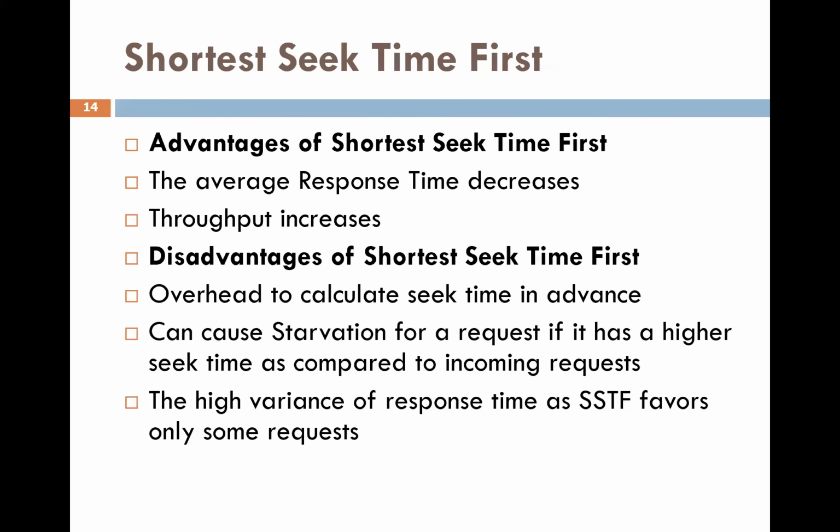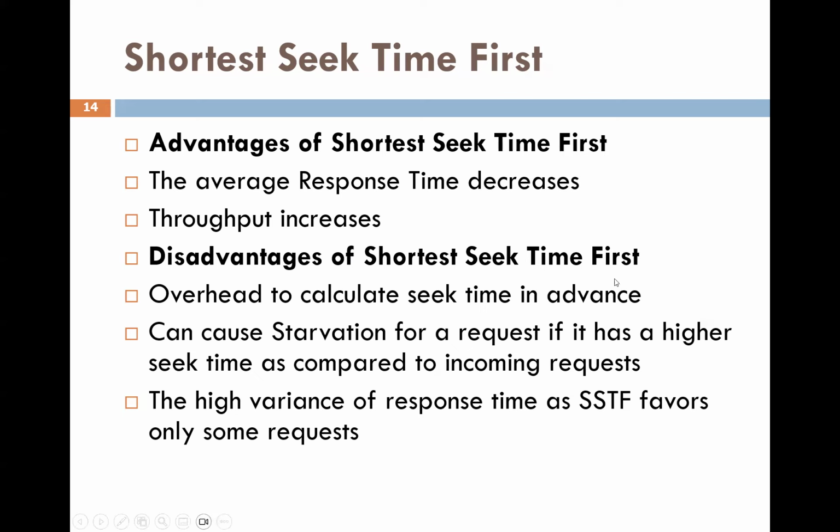Now we see the advantages and disadvantages of shortest seek time first. The advantages are: the average response time decreases, because it responds fast. And throughput increases, because it calculates the seek time in advance and accordingly moves the disk head. So the throughput increases here.